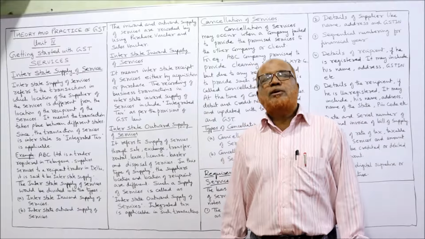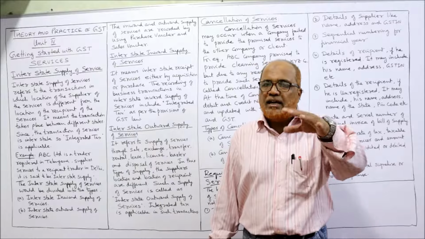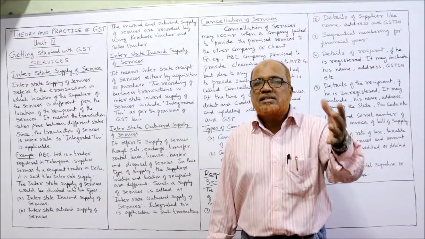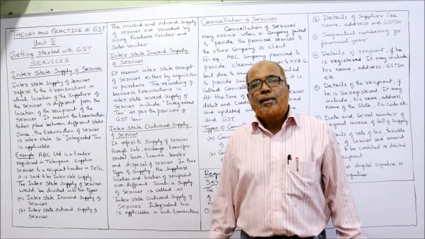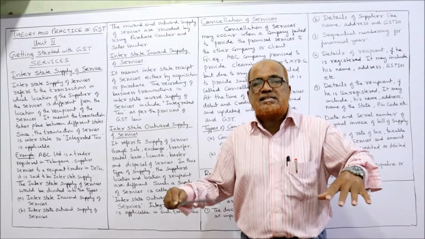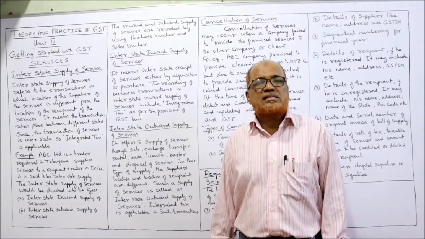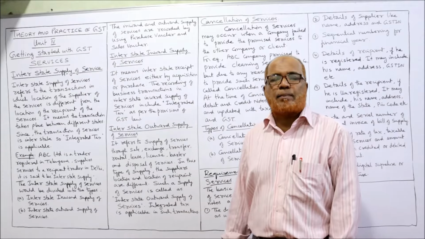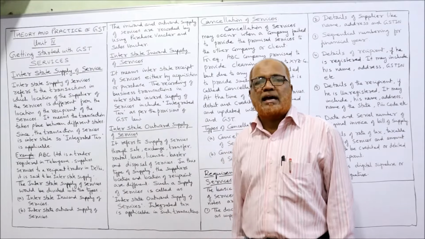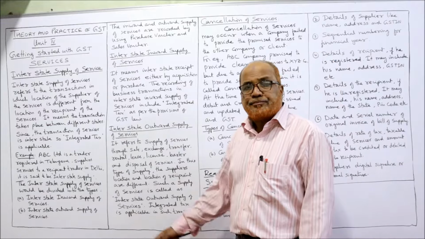See here, last video I told you about intrastate supply of service. In intrastate supply of services, central tax and state tax laws will apply. But whenever there is an interstate transaction, integrated tax is applicable. So whenever there is interstate supply of services, integrated tax is applicable. That's the point.